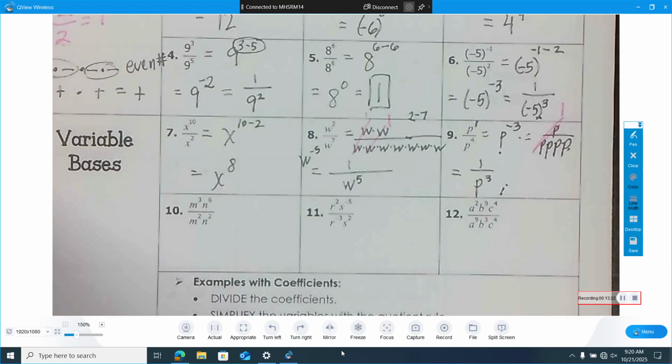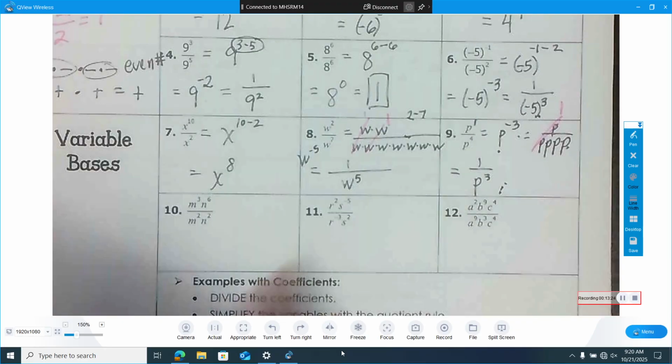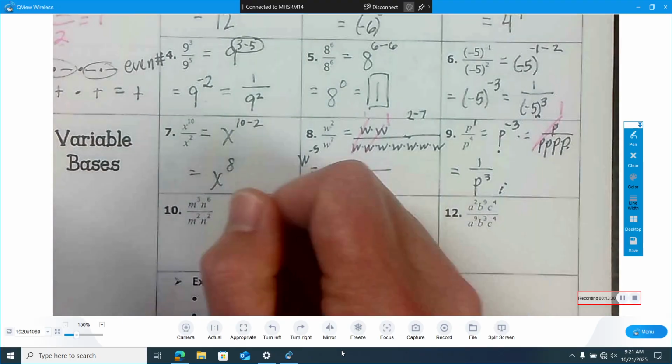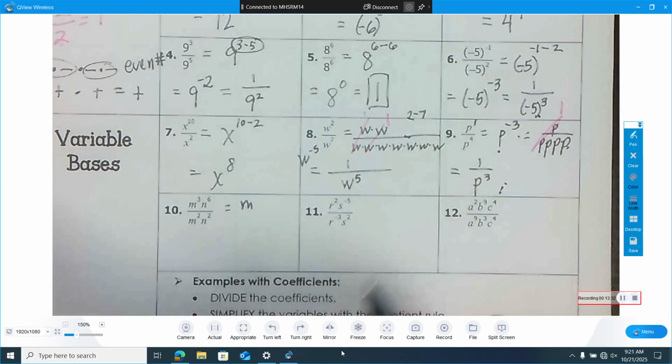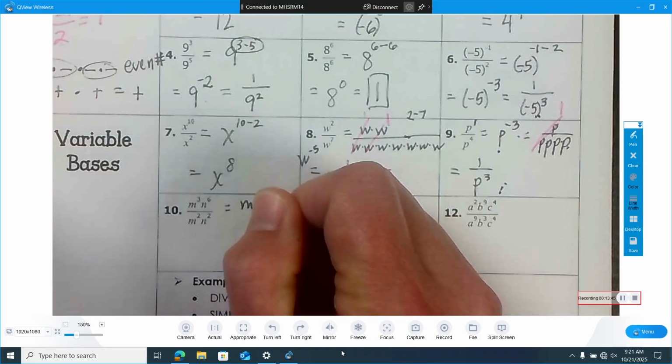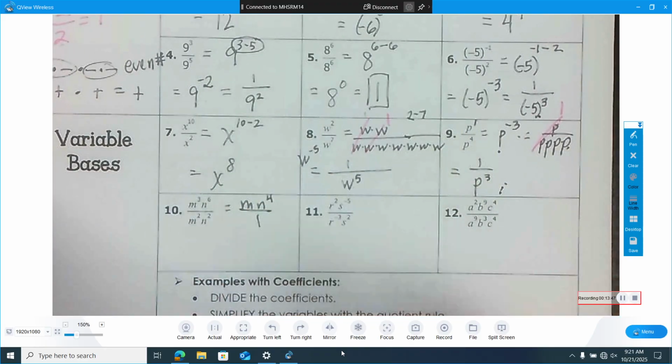Let's look at number 10. Look at those M's. Where is the M going to end up? M to the first on the top, yeah? M on the top. And what about the N's? What's going to happen to the N's? N to the fourth? Where is N to the fourth? Is it on the top or is it on the bottom? Still on the top. Yep.